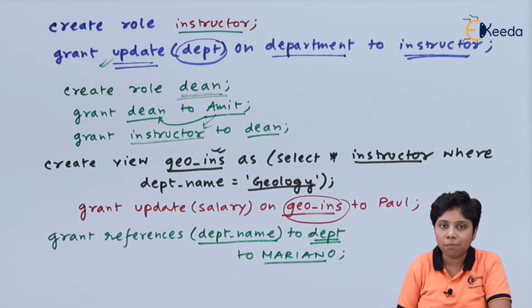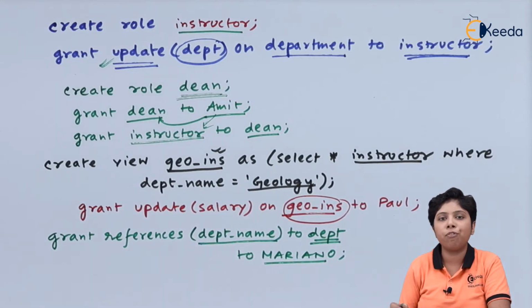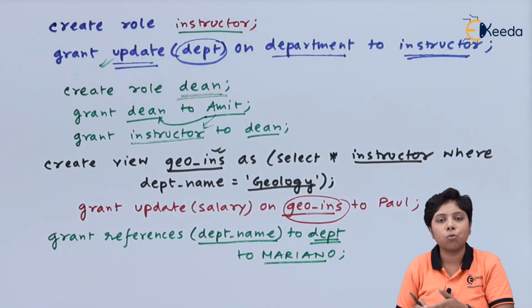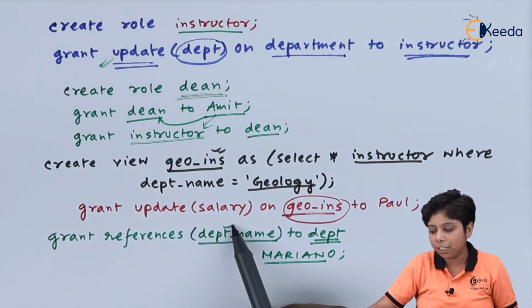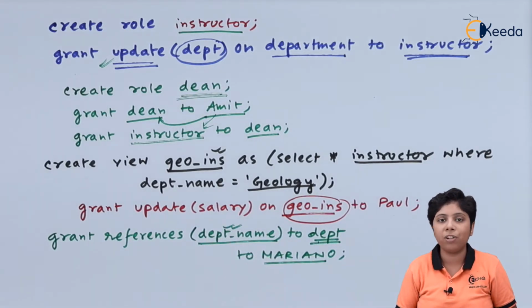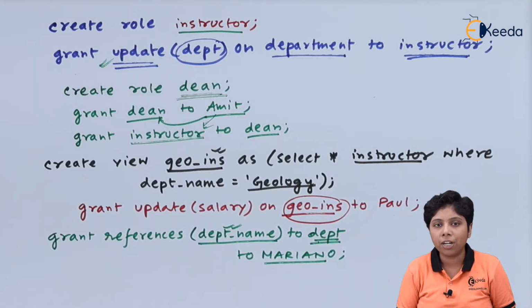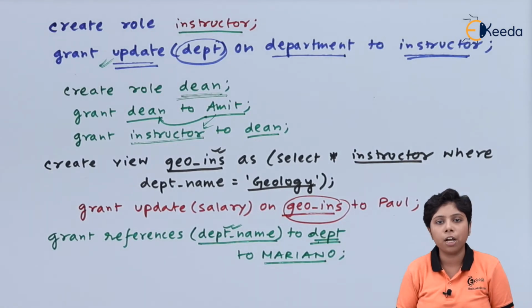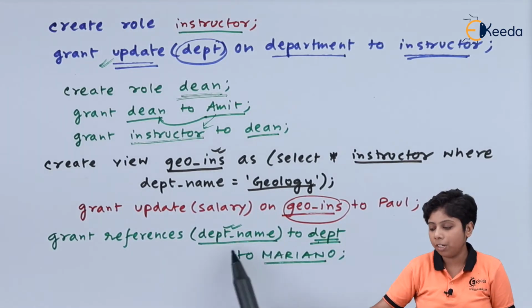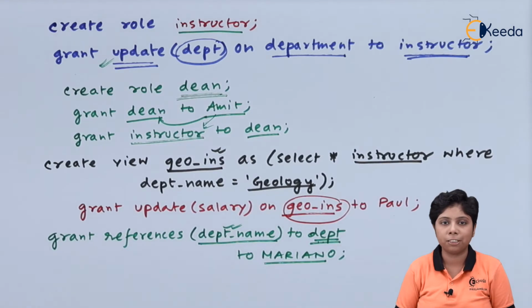So the main problem is, if Mariano's referencing relation, say department 1, has been created and updated on some particular predicate, then the department name of the department relation will get changed accordingly. So it needs to be handled very carefully what privileges we grant to Mariano, given that we have the department name referencing department.